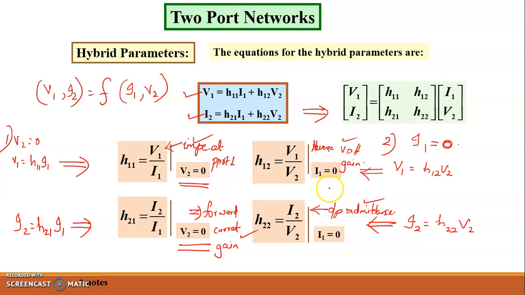Since the hybrid parameter or H parameter represents dimensionally an impedance, an admittance, a voltage gain and a current gain, these are known as hybrid parameters. So that is the theory behind hybrid parameters, and you can draw an equivalent circuit corresponding to the hybrid parameters. Equivalent circuit of a two-port network corresponding to hybrid parameters.